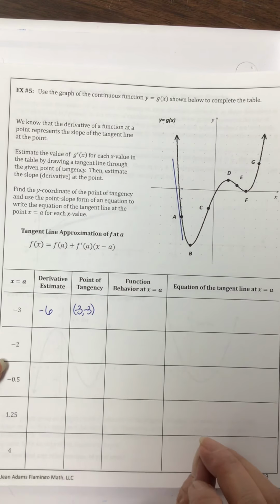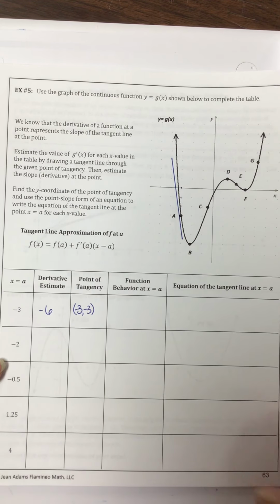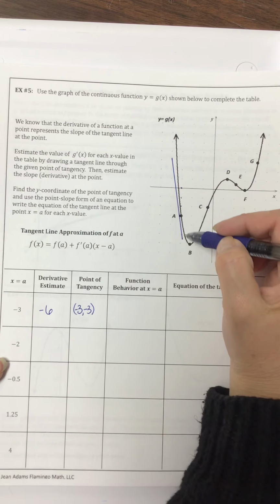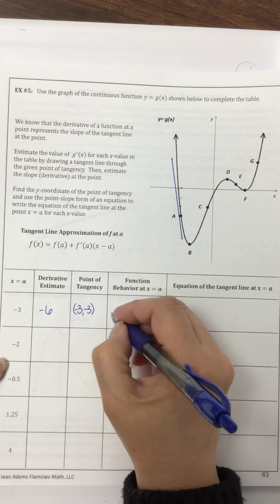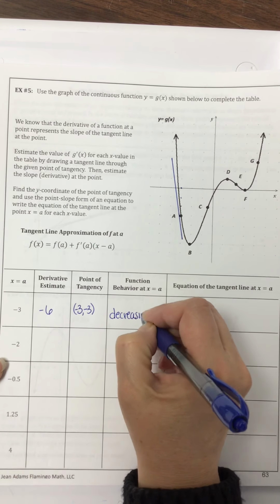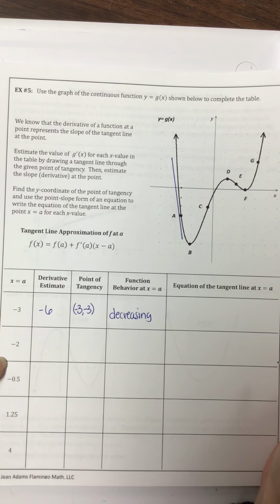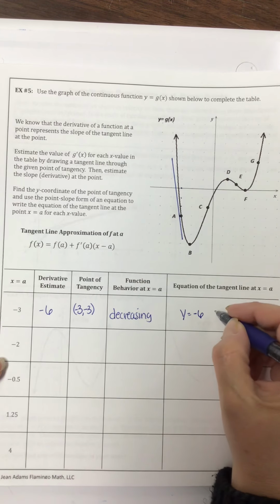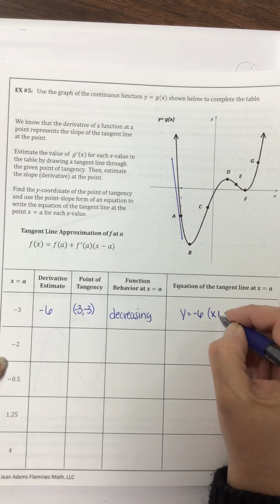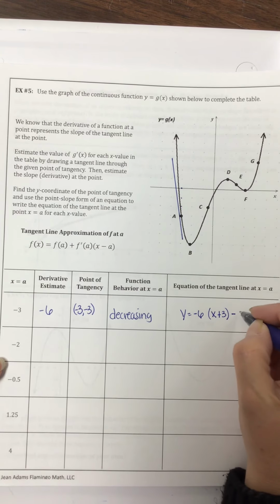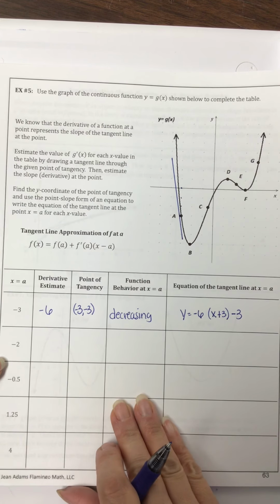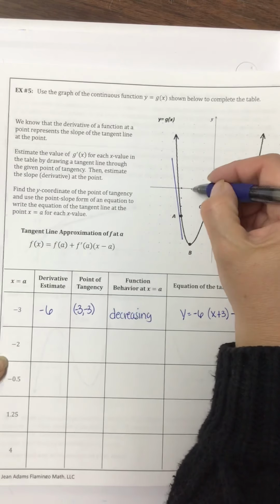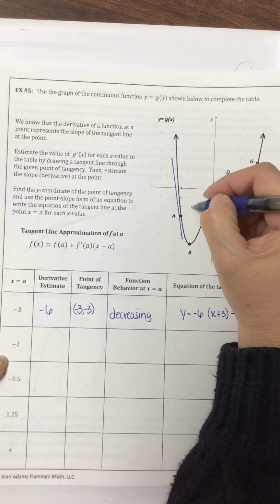So look at the original function. Is it increasing or decreasing? What's the behavior of that function right there? We always look from left to right, don't we? So the original function is going down at A, isn't it? So it is decreasing. Do you agree with that? Now to write our equation, you just simply have y equals, our slope was -6, times x minus x would end up being +3, and then plus y would end up being -3. Yeah? Mm-hmm.